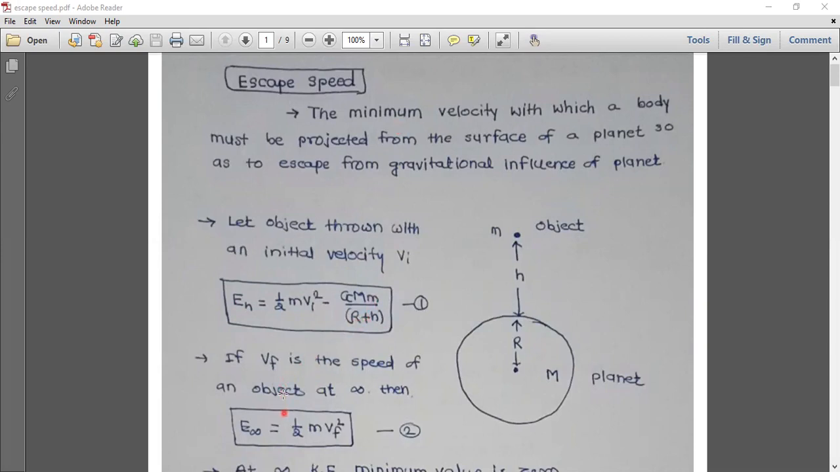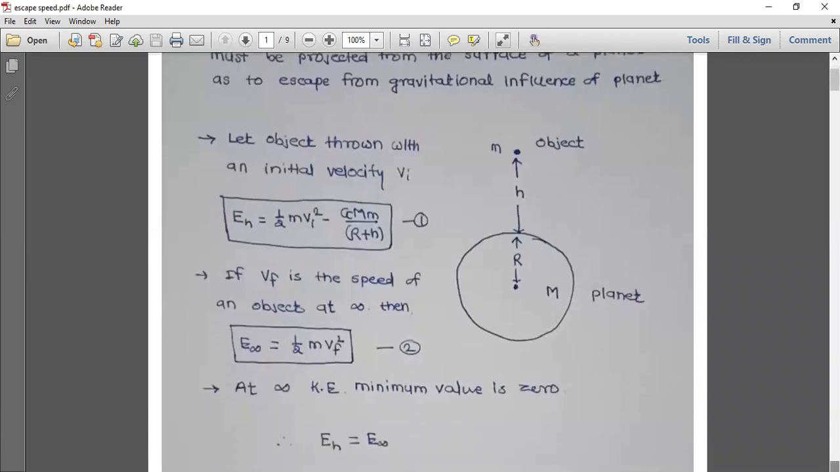Now, if Vf is the speed of an object at infinity, then the total energy at infinity is half m Vf square. And why have I not taken the gravitational potential energy here? Because this r plus h is going to be infinity, and 1 by infinity is 0. That's why I have not added it here. Got it? So we got E infinity is equal to half m Vf square.